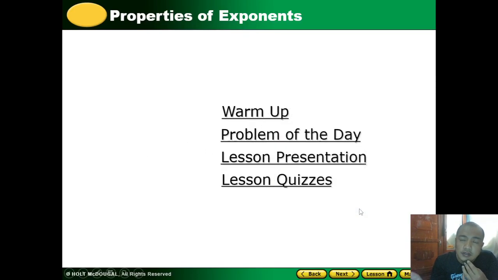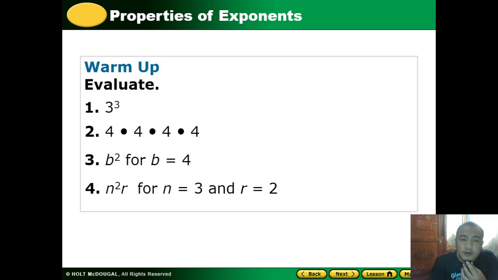Hello grade 9 students, this is part 2 of our lesson on laws of exponents, or in other words, properties of exponent. So before that, let us first have a warm up. Evaluate 3 cubed. That's equivalent to 3 times 3 times 3, so that's 27.